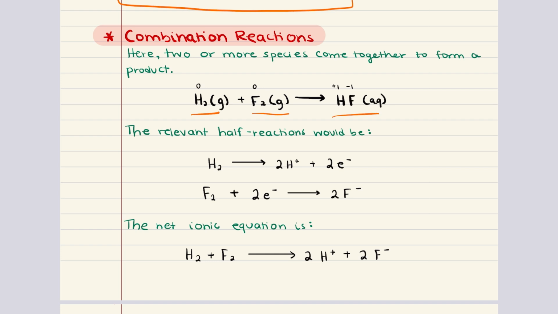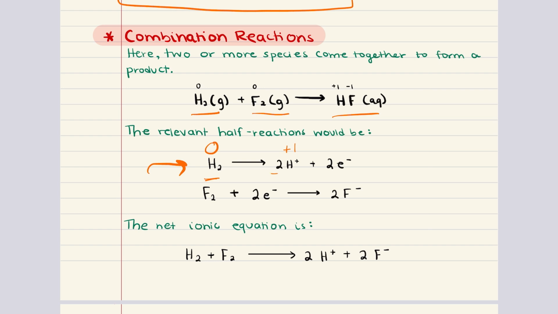To understand this reaction, we can go ahead and break it into two half reactions that separately show the oxidation and reduction processes. Here is our oxidation half reaction. In this half reaction, we have molecular hydrogen. It loses electrons, indicating that it is oxidized. Each hydrogen atom here goes from an oxidation state of 0 to an oxidation state of +1.